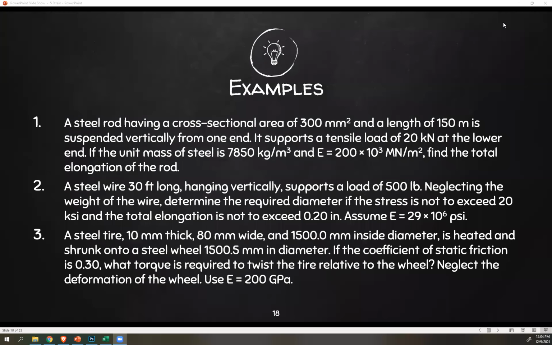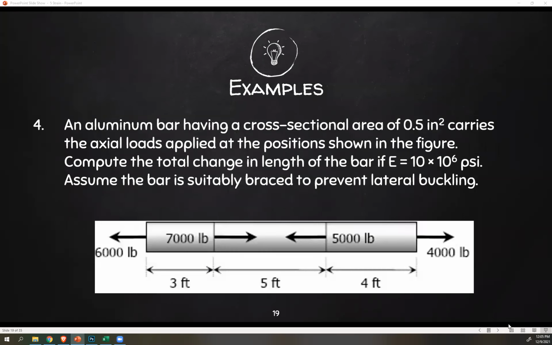So last meeting, we answered up to number 3 for strain. So today we'll just continue with problem solving. Now on to number 4. Number 4, an aluminum bar having a cross-sectional area of 0.5 inch squared.